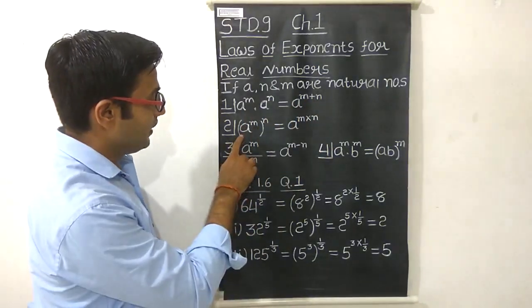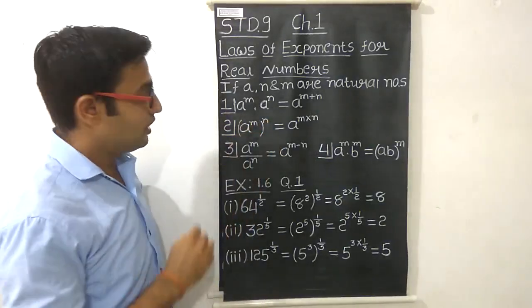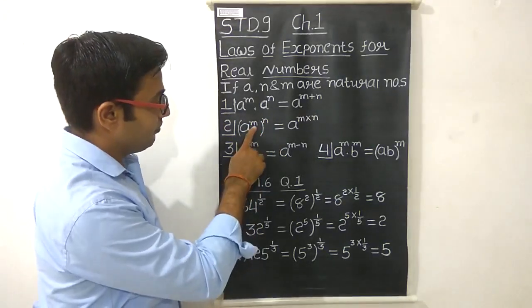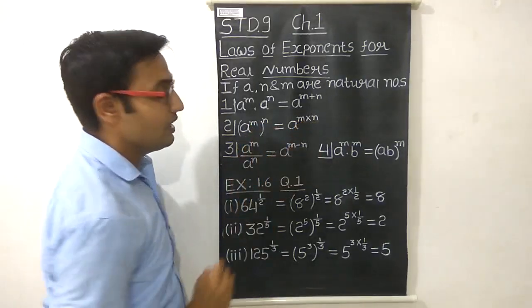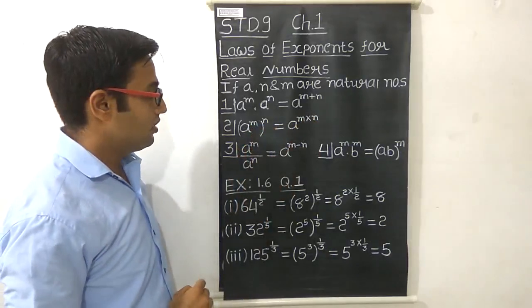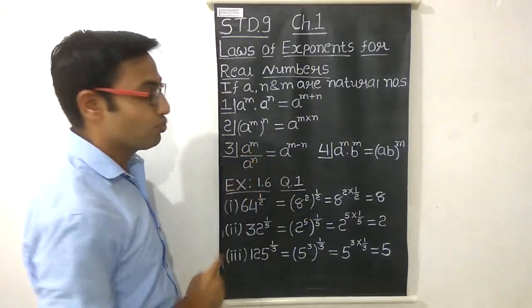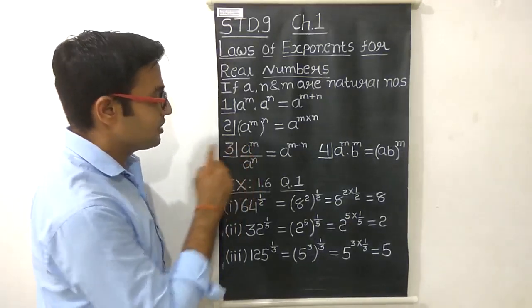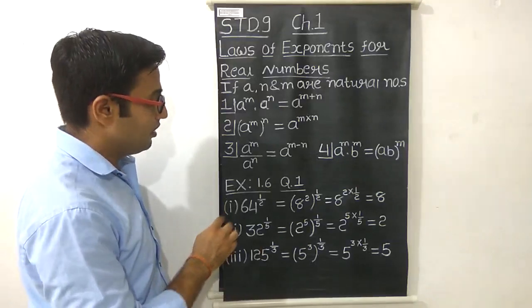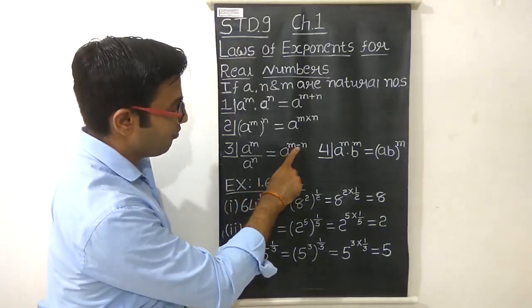Second law: if a raised to power m and the whole is raised to power n, then at this time we have to multiply both the powers, that is, a raised to power m multiplied by n. Third law: a raised to m divided by a raised to n. Again here, two terms both have the same base but the power is different. So this time we have to subtract the powers, that is, a raised to power m minus n.